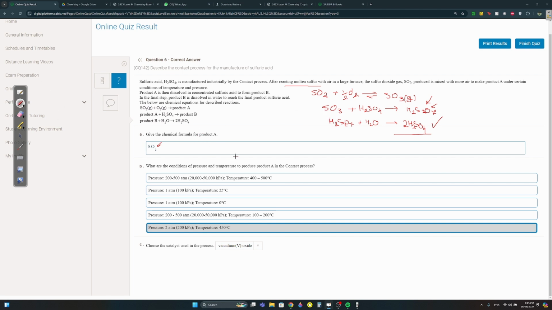Okay, what are the conditions? Remember, it's 2 atm, which is 200 kilopascal, and the temperature is 450 degrees Celsius. What's the catalyst here? It's vanadium(V) oxide.